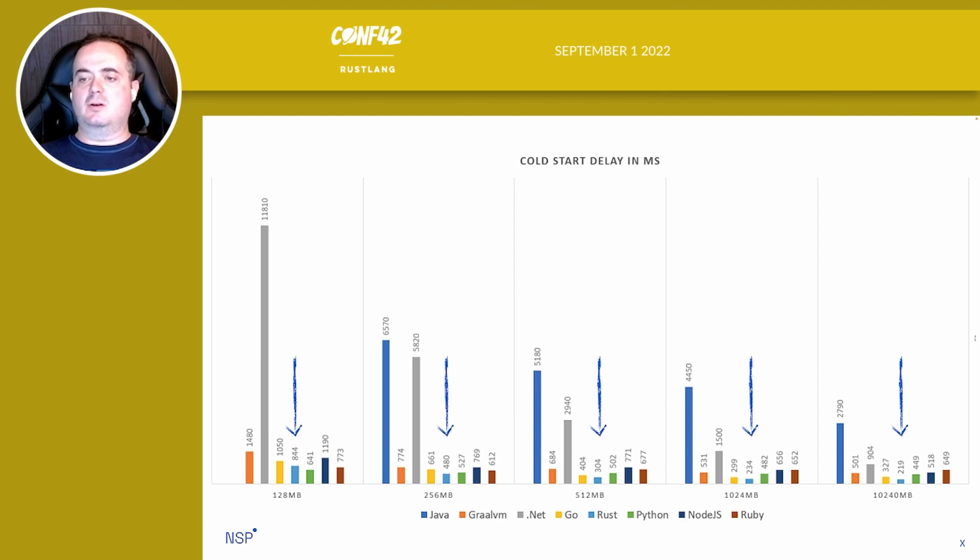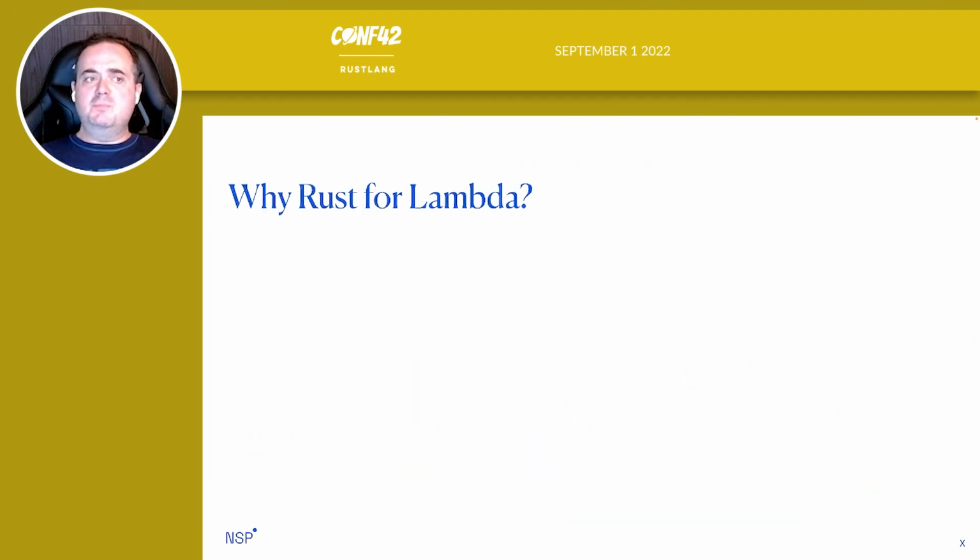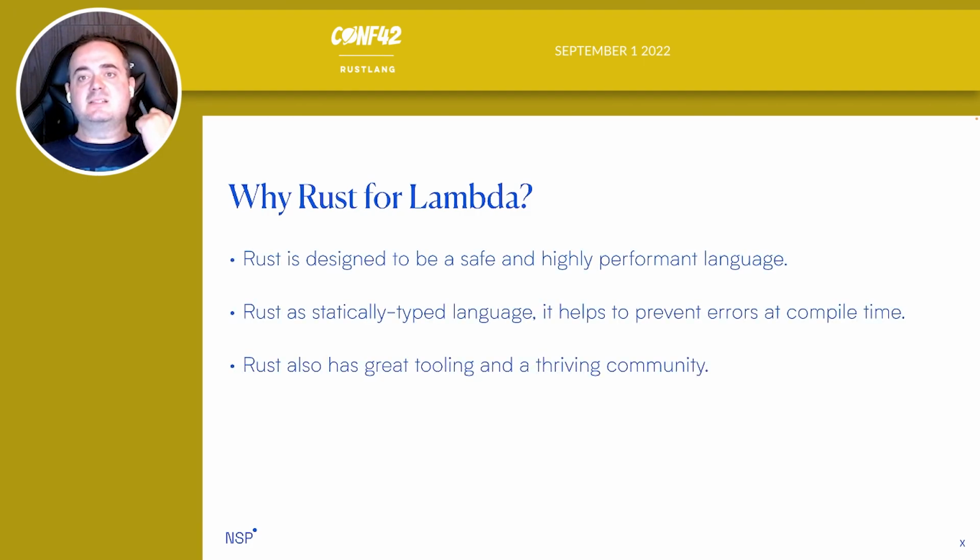So if you choose to write your code using Java, you will be much slower than if you use Ruby or Node.js or Python. But the great news is that if you choose to use Rust, at every step, Rust is much faster than any other language, which means reduced cold start, which means faster execution. It has a lot of benefits. This could be a great response to the question, why Rust for Lambda? Rust is designed to be a safe and lightly performant language, and Lambda can leverage all these capabilities.